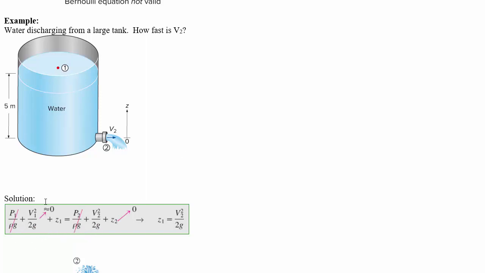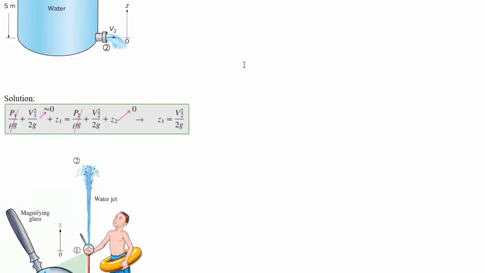At the top, the velocity is basically 0, so that's gone. And at the bottom, we're going to define Z as 0, or anyway, the Z on the left-hand side at the top is 5 meters higher than the Z on the right. That gives us the relationship that the velocity that it's leaving with is equal to the root of 2gz. Great.